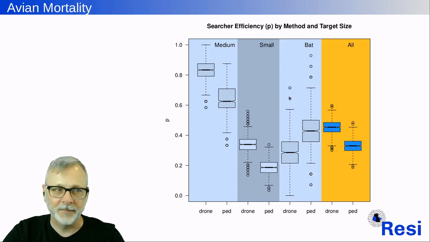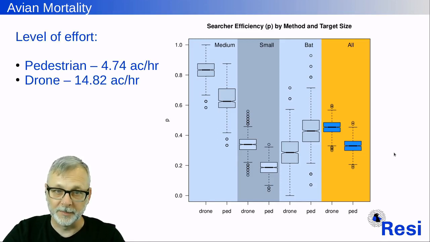For bats, the result is reversed. They have very wide error bars, which again relates to that low sample size. But the pedestrians outperform the drone AI method in bat detection. And if you lump small birds, medium birds, and bats all into one data set, you can see again the drone method significantly outperformed the pedestrian method. The differences are not huge in terms of searcher efficiency, but I think we can be pretty confident in saying that comparable searcher efficiency is obtainable with the drone AI method to pedestrian methods.